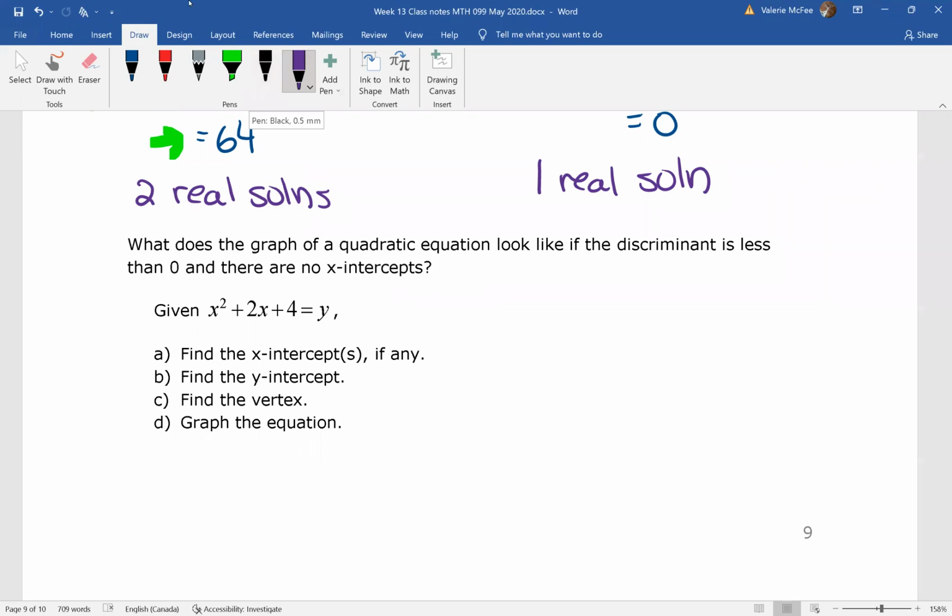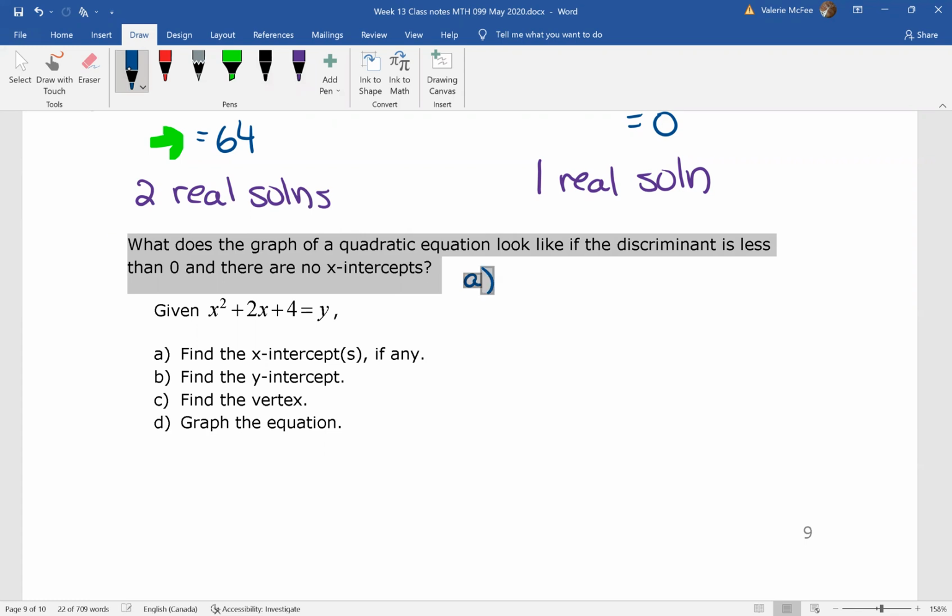All this talk about discriminants, I hope some of you are wondering, what does the graph of a quadratic equation look like if the discriminant is less than 0 and there are no x-intercepts? Here's an example. So let's follow these steps here. First of all, I'm asking you to find the x-intercepts if there are any. Well, clearly there aren't going to be any, but let's just verify that.